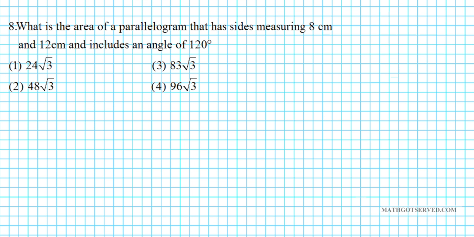All right, let's take a look at number 8. It says, what is the area of the parallelogram that has sides measuring 8 centimeters and 12 centimeters and includes an angle of 120? Now, one thing you want to remember, just a side note, is that sine of 60 degrees is equal to root 3 over 2. Okay? Now, this is also equal to another angle where sine is positive and the reference angle is 60 degrees. Let me show that to you real quick.